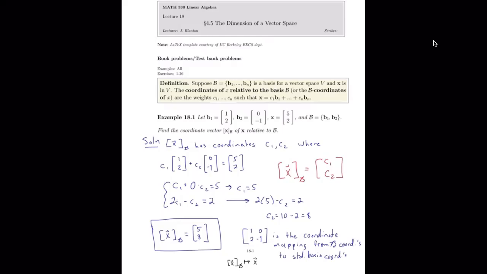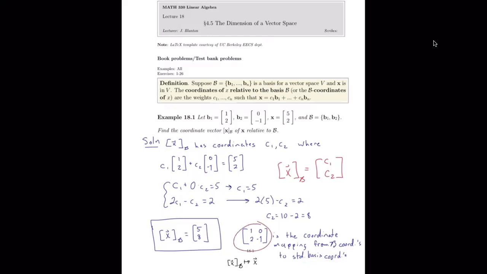Now, another interesting thing that comes out of this: we can look at this map right here and consider what it actually does. Where we solve for C1 and C2, what is this really telling us? We get out these real numbers, C1 and C2. So what this mapping actually does is it's the coordinate mapping from B coordinates to standard basis coordinates. That's a nice way to look at that.